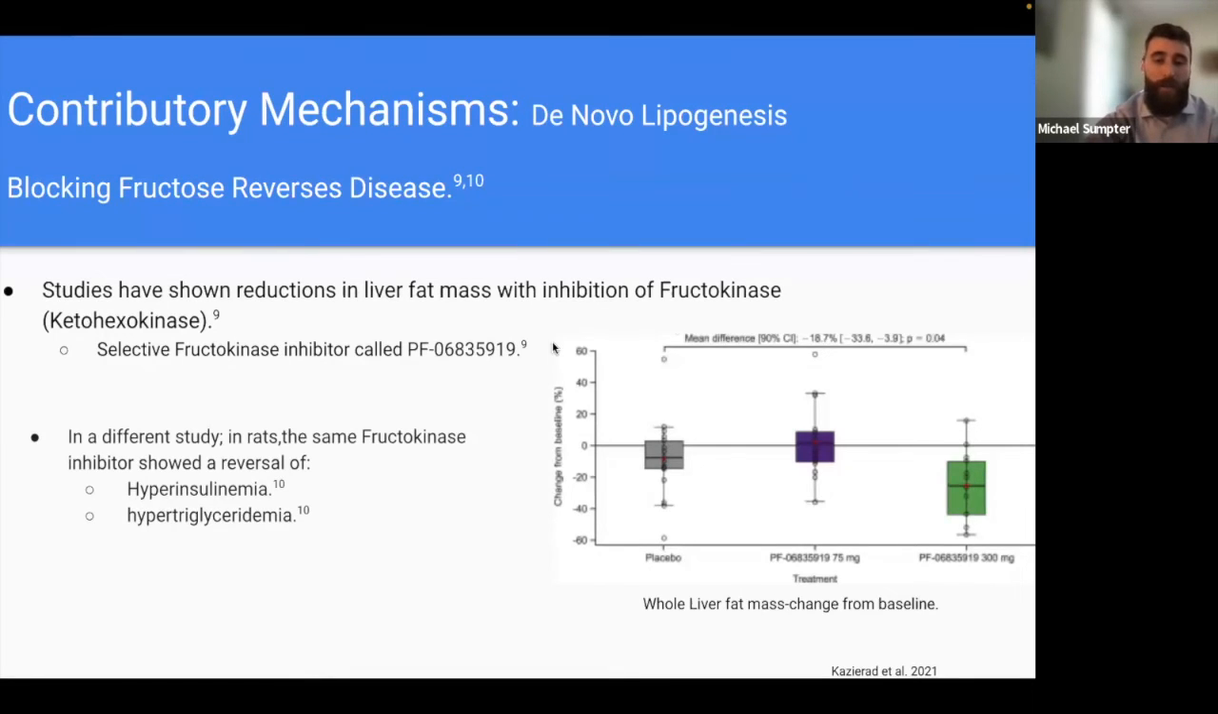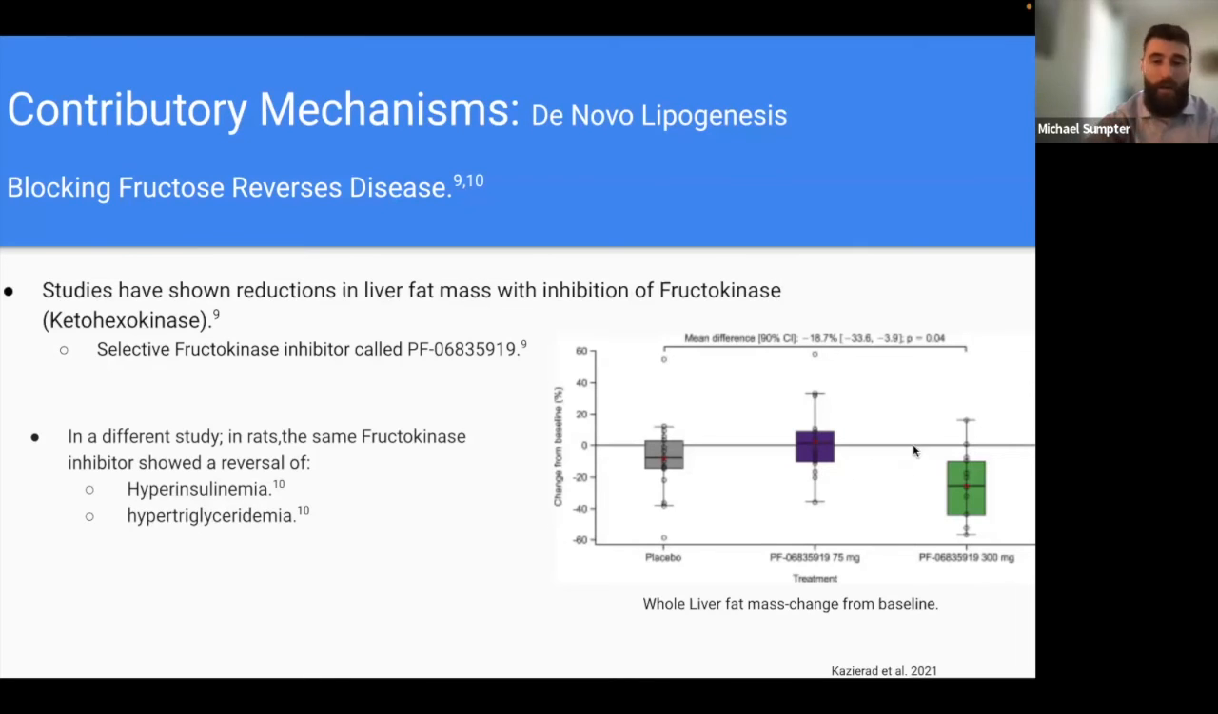If you'd like to direct your attention to this panel on the right side of the screen, I'll try and walk you through it. This was a study that looked at NAFLD patients, and they gave them this fructokinase inhibitor in 2 different doses, and then they measured whole liver fat mass change from baseline. So this is our placebo group. After a few weeks, they did show some decrease, but it was not statistically significant. This was our first treatment group with the fructokinase inhibitor. They gave 75 milligrams. They also showed no statistically significant decrease. But then on the far right here, this is our 300 milligram daily dose of our fructokinase inhibitor, and they did show statistically significant reductions in whole liver fat mass. On average, those patients saw reductions of greater than 30% of their liver fat.